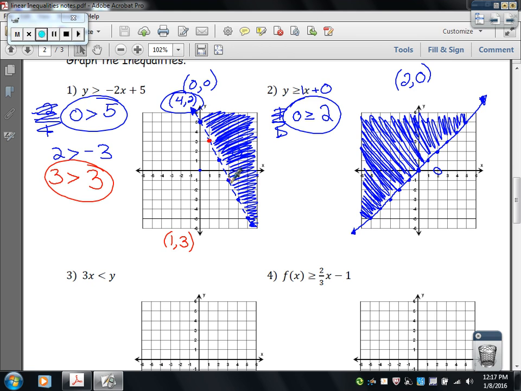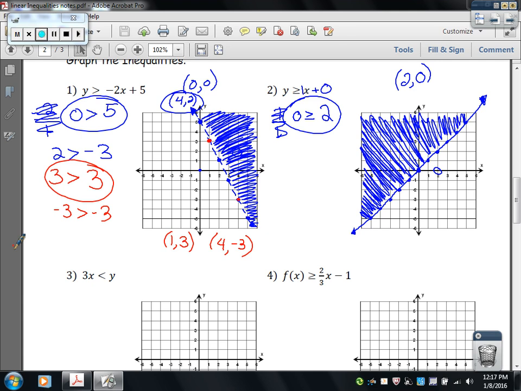Let's test another point. How about this guy right here? What is this ordered pair right here? It's 4, negative 3. Let's plug 4, negative 3 into my inequality. What am I plugging in for y? Negative 3 is greater than, negative 2 times 4 is negative 8. Negative 8 plus 5 is negative 3. Is this true? No. So this doesn't work either.